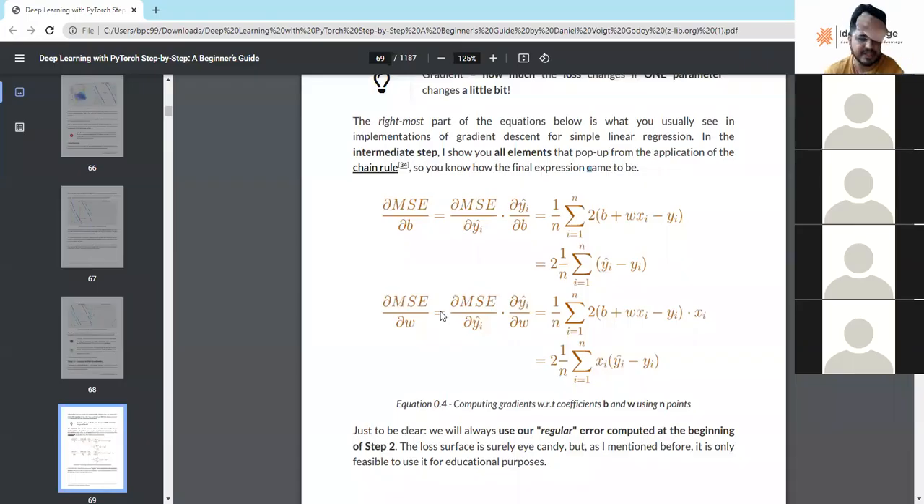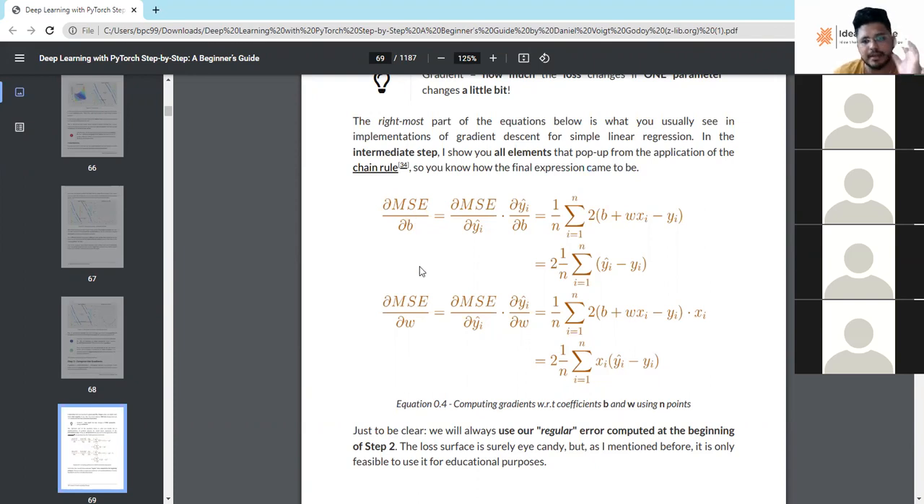So this is what they have done here. See, partial derivative of MSE. What is MSE? MSE is the loss, right? Partial derivative of MSE with respect to B, partial derivative of MSE with respect to W, right? And this is called the chain rule. How we can partially calculate the derivatives of the loss with respect to variables and then combine them together to get the total derivative. This is called the chain rule.